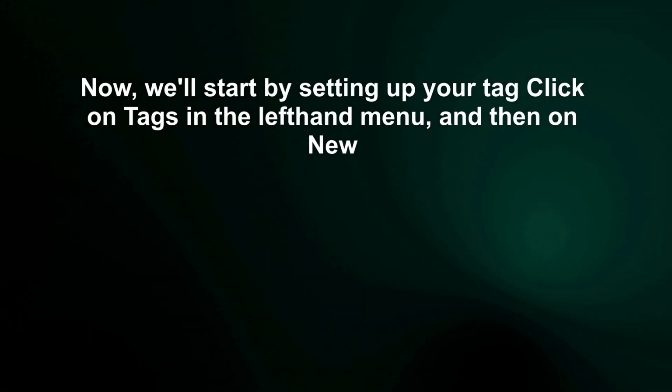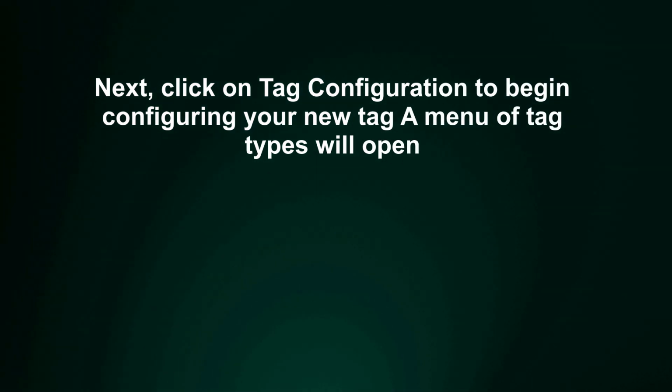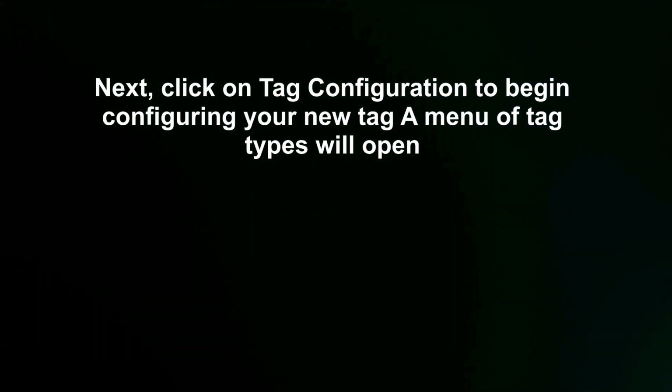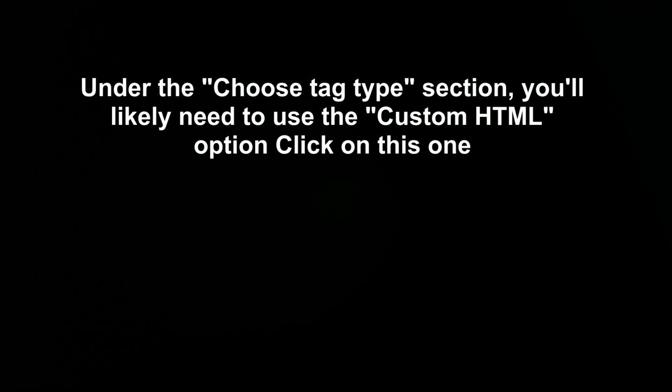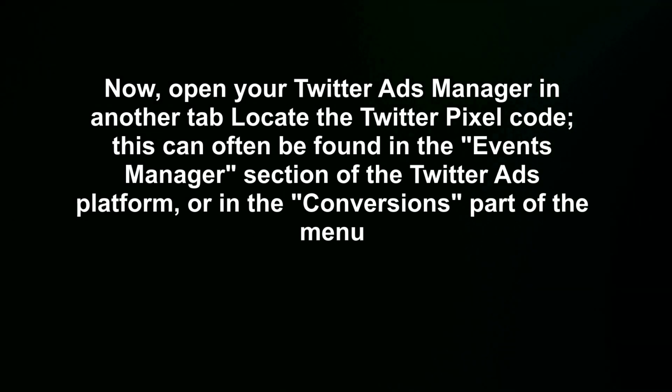Click on Tags in the left-hand menu, and then on New. Next, click on Tag Configuration to begin configuring your new tag. A menu of tag types will open. Under the Choose Tag Type section, you'll likely need to use the Custom HTML option. Click on this one. Now, open your Twitter Ads Manager.